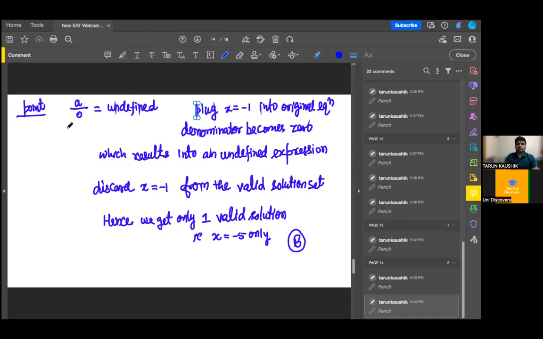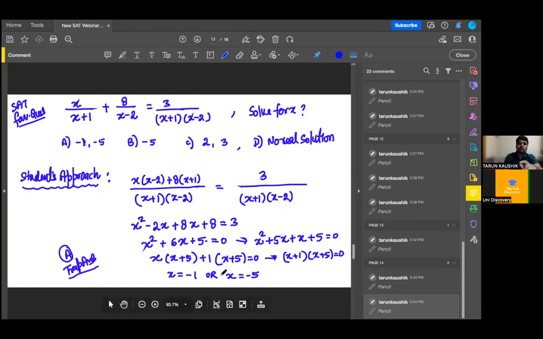So the point of the question is, whenever you have a variable in the denominator of an algebraic equation, step number one is solving that, which we did earlier. But do not forget step number two, which is plugging these values back into the original equation to make sure that they don't make the equation undefined. If any of the solutions do that, you have to immediately discard it from the valid solutions.